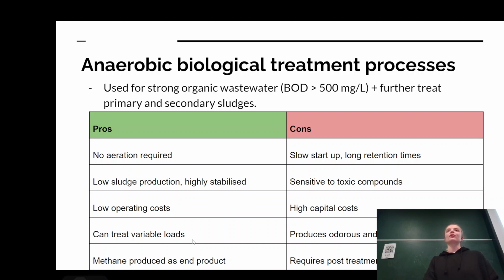It can treat variable loads. So if you have a lot of people in a specific area that come in for a big event, and then obviously you end up with lots of wastewater, then you're going to have that variable load issue. Sometimes your wastewater treatment plant won't be able to cope, but if you have these anaerobic digesters, they can help to deal with that. And they also produce methane as an end product.